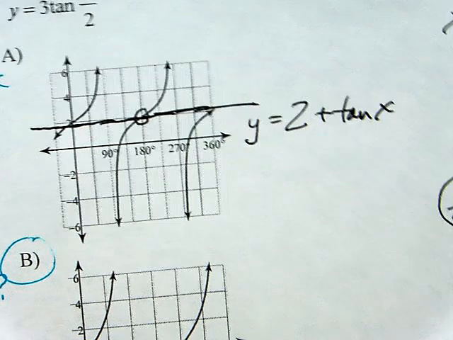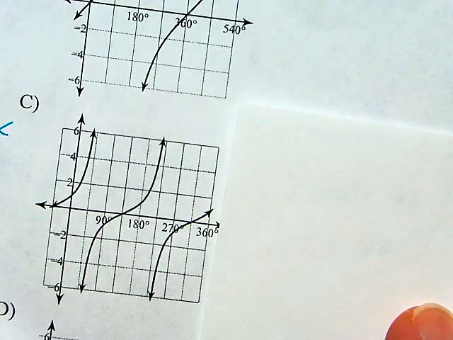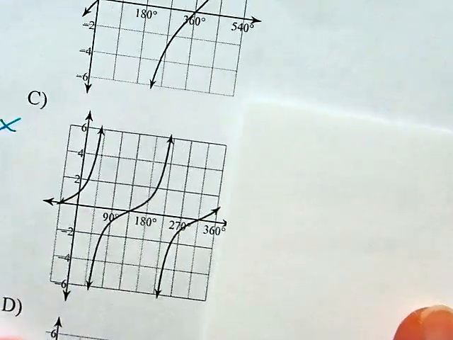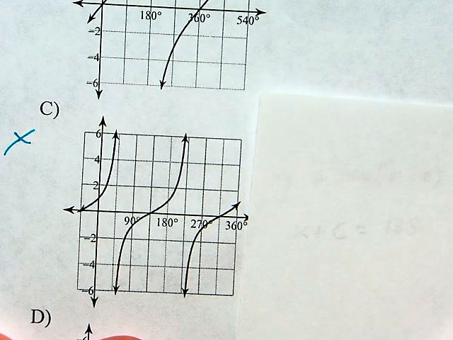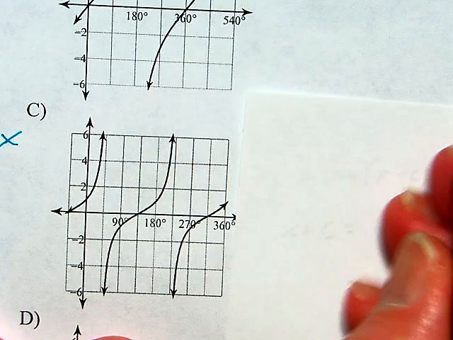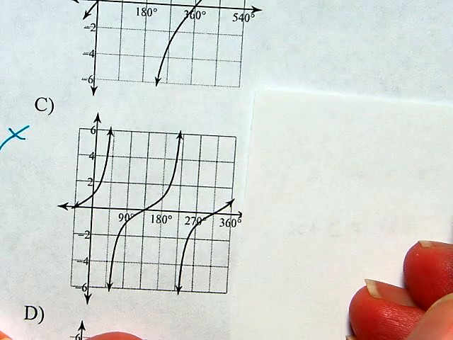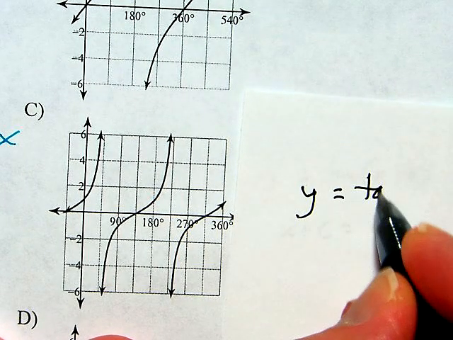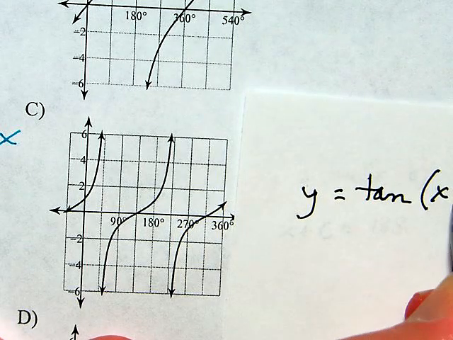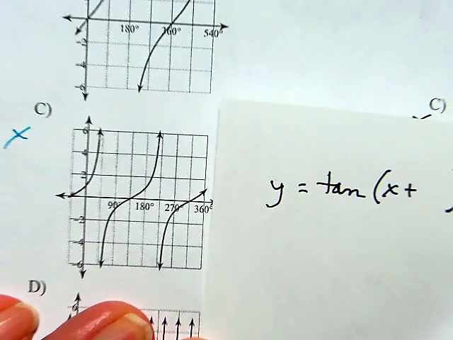Let's go down to curve C in the same question. We see here a curve that also has a period of 180. So if there's a period of 180, it means that there is no coefficient that is multiplying x. X is just x. Okay, so we don't have a vertical shift, so this is just y equals the tangent of x plus some kind of a constant, or minus some kind of a constant. The question is, what is the constant here?